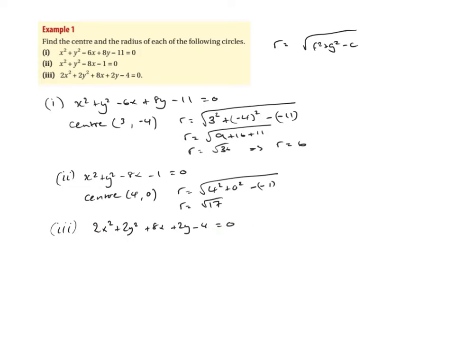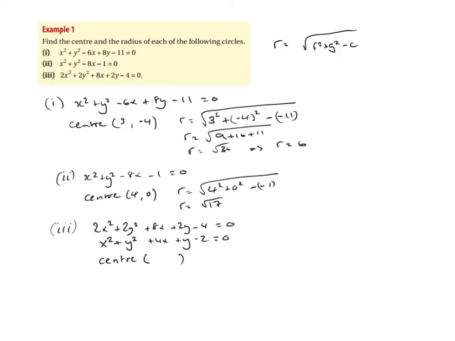that's still valid. So if we divide the left-hand side and the right-hand side by 2, we get x squared plus y squared plus 4x plus y minus 2 is equal to 0. And we're just going to run through exactly what we've done before. So we get the centre.